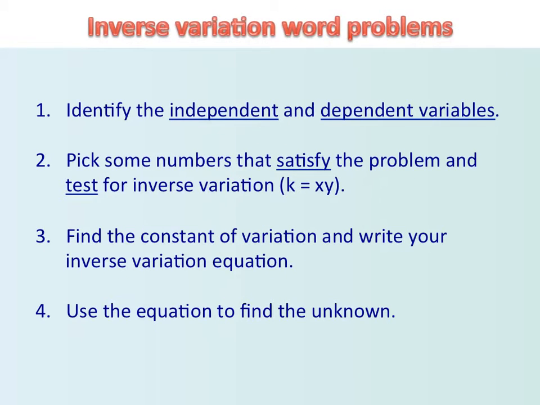Okay, so lastly we're going to look at word problems, and it's again very, very similar to direct variation. So first of all, identify your independent and dependent variables. Then pick some numbers that satisfy the problem and test for inverse variation. And this could depend on the kind of problem it would be, and you'll see that in a second. Step 3, if there would be inverse variation, write your equation after you find k. And then step 4, use your equation to find any unknowns.